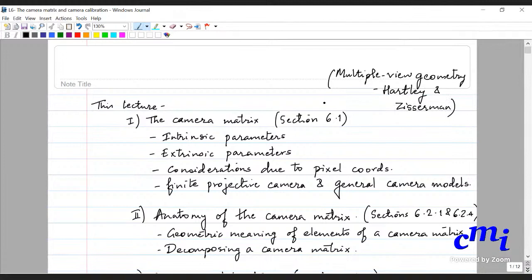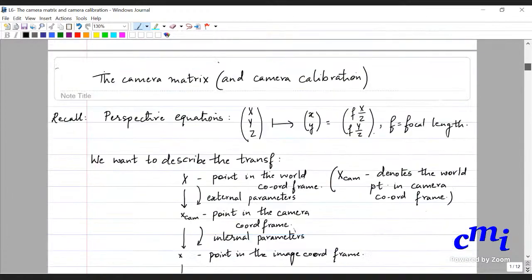So I've actually also written down which sections these are from. So you can take a look at that also. And in any case, if you have a question, you can ask me next time.